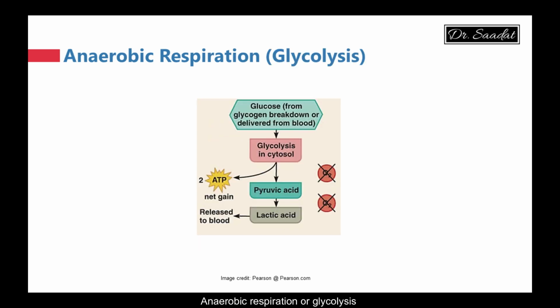Anaerobic respiration or glycolysis. Anaerobic respiration or glycolysis is the breakdown of sugar without oxygen. As creatine phosphate stores are used up, the body shifts to glycolysis. While glycolysis can sustain exercise for a few minutes longer than creatine phosphate, it produces ATP at a much slower rate compared to the first two systems.